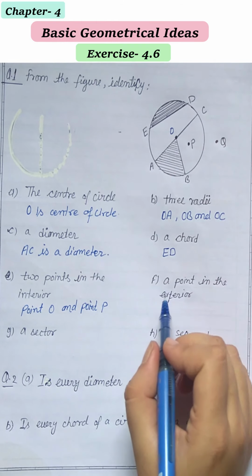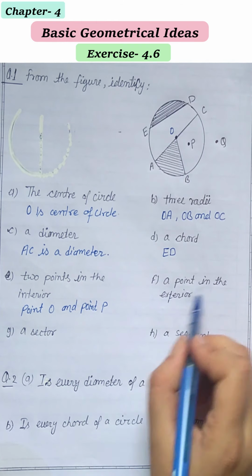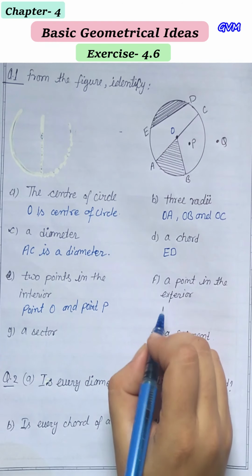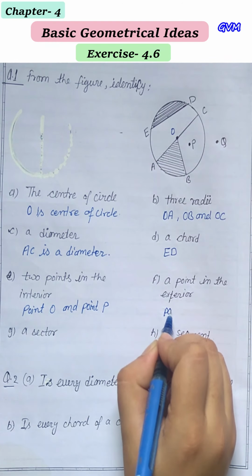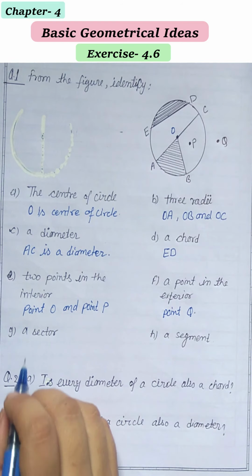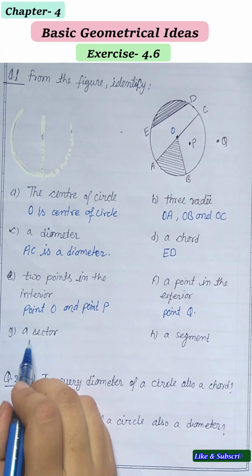Now F part is a point in the exterior. So it is clearly point Q. Point Q.